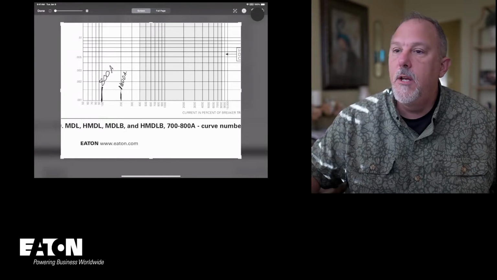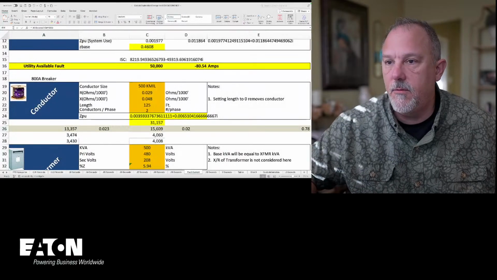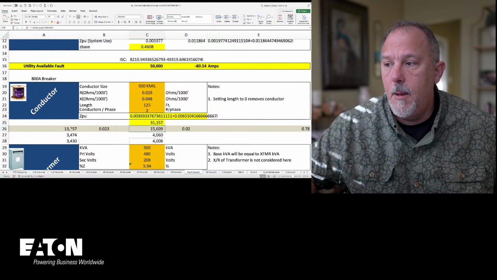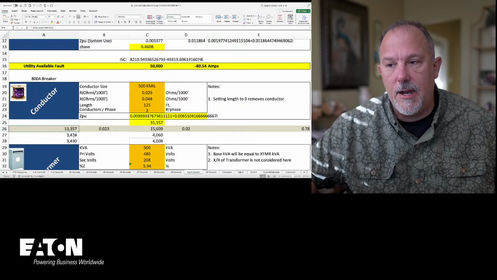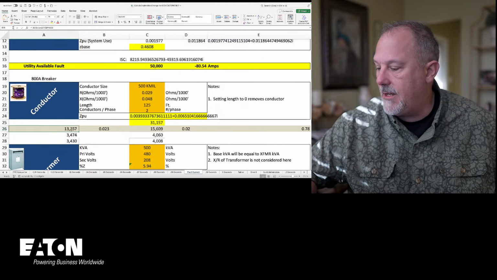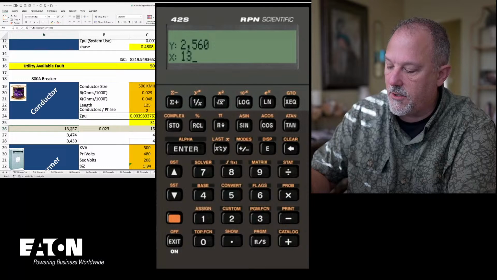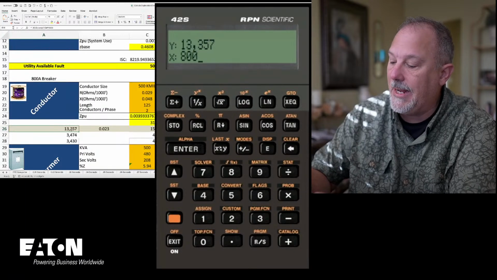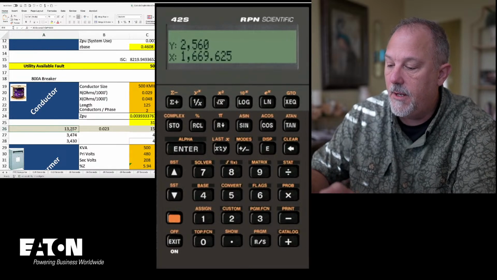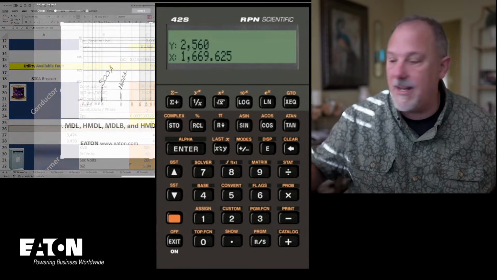Piece of cake. So if I go back to my spreadsheet, what I did here, I know my arcing currents, my minimum arcing current is 13,357. So what I do with that is I go 13,357, divide that by 800, and multiply that by 100%. That's 1,669%.